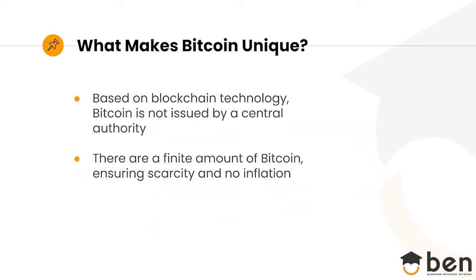What makes Bitcoin unique? Based on blockchain technology, Bitcoin is not issued by a central authority, nor can it be controlled by a central authority or singular party. Furthermore, there are a finite amount of Bitcoin, ensuring scarcity and no inflation. In other words, there can never be more than 21 million Bitcoin.